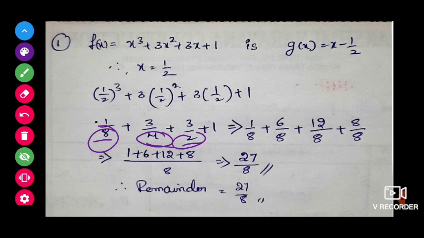Now 3 by 4 into 2 by 2. We will get 3 2s are 6, 4 2s are 8. 3 by 2 into 4 by 4: 3 4s are 12, 2 4s are 8. 1 by 1 into 8 by 8, we will get 8 by 8. Now all the denominators are the same. The numerators: 1 plus 6 plus 12 plus 8. We will get 27 by 8. This is our remainder.